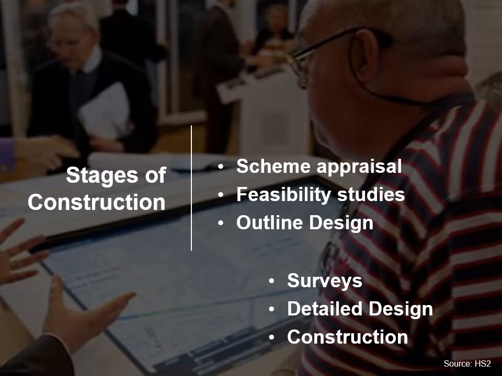So in general terms, the stages of construction will start off with scheme appraisals. They'll look at the need for the scheme in the first place. Then we'll look at the feasibility of options in feasibility studies. Then we'll consider some outline designs. This will then be followed up with very detailed topographical surveys of the site, followed by detailed design work, and then eventually construction.